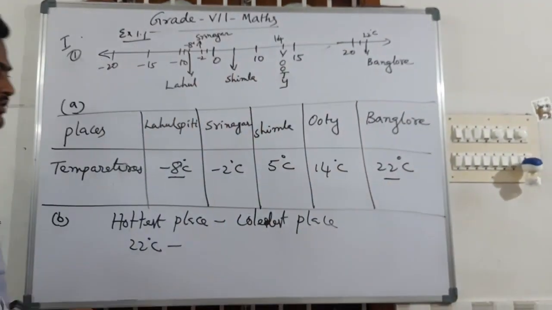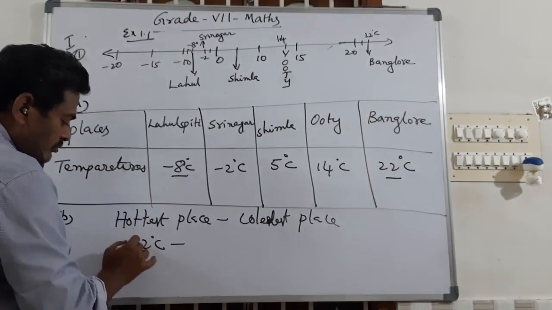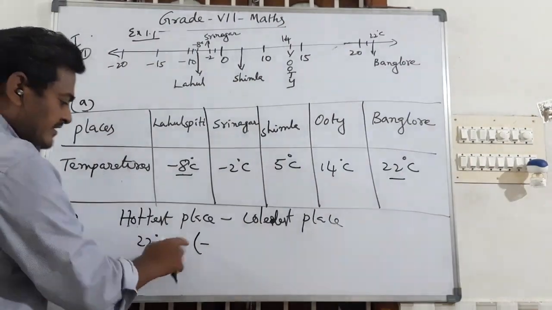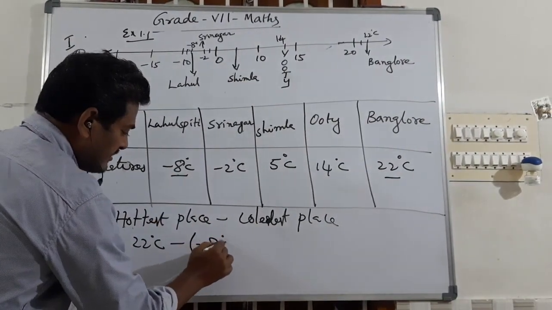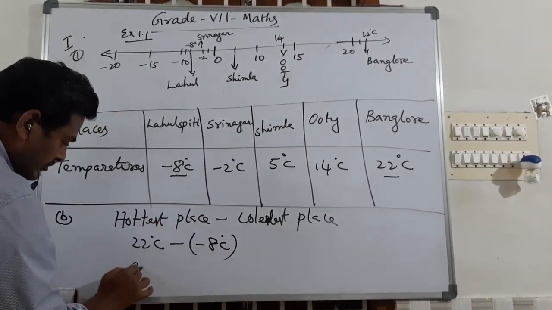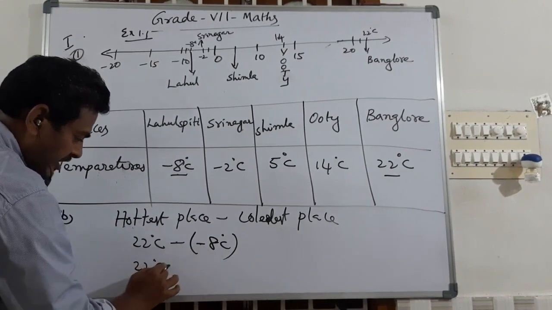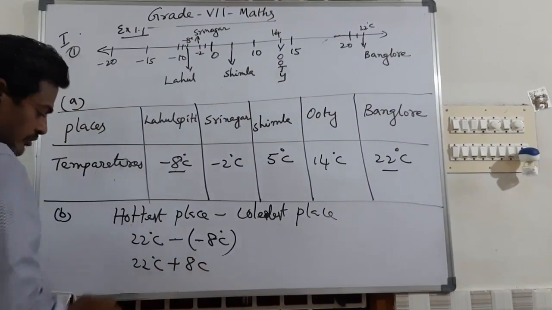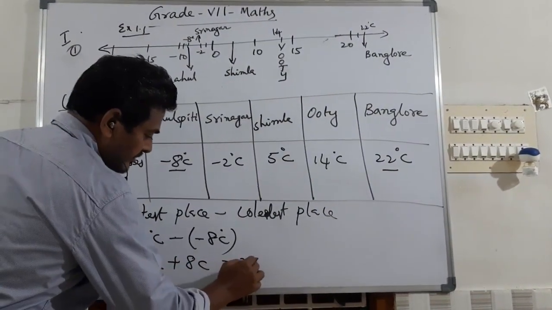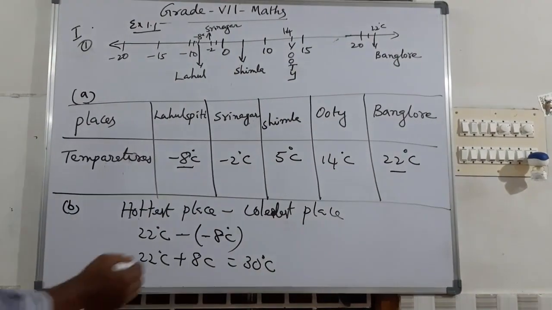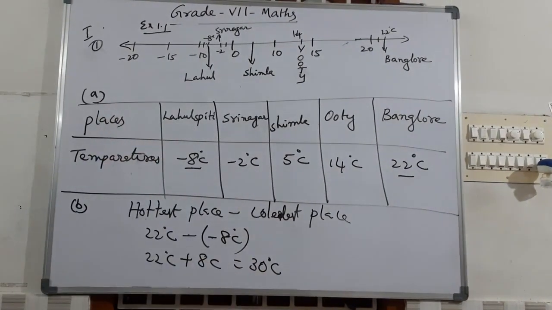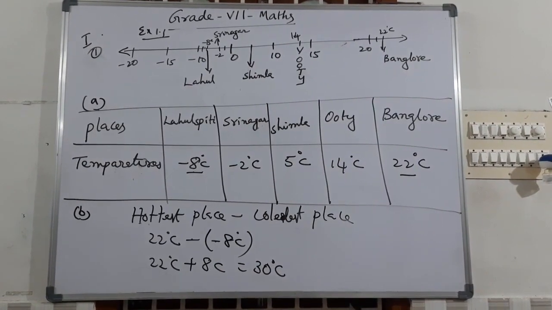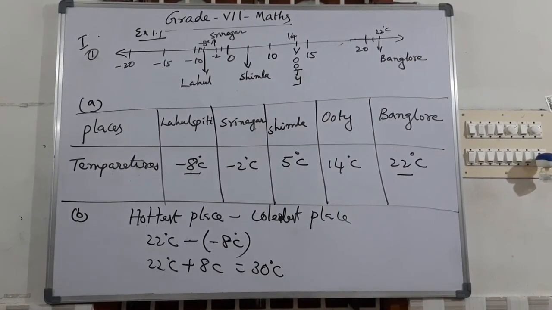Hottest place is 22 degrees Celsius. So now 22 minus, the difference they are asking. Difference means the symbol minus. Here minus 8 degrees Celsius, that equals 22 minus into minus plus, so 22 plus 8, 30 degrees Celsius. So this is the answer for the B question. What is the B question? The difference between the hottest and coldest place.